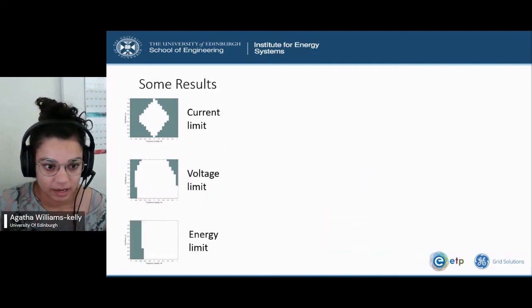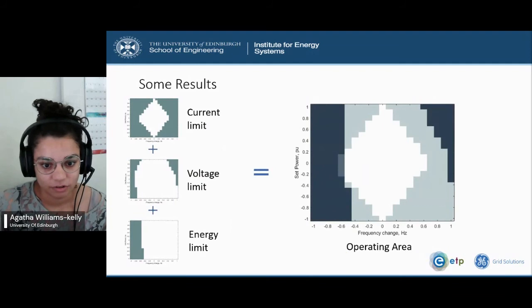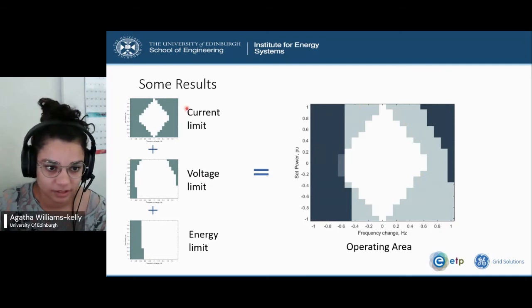But then I added them all together to create a sort of operating area. And you can see by looking at that, it mostly matches the current. So the current limit is the main one that we found.